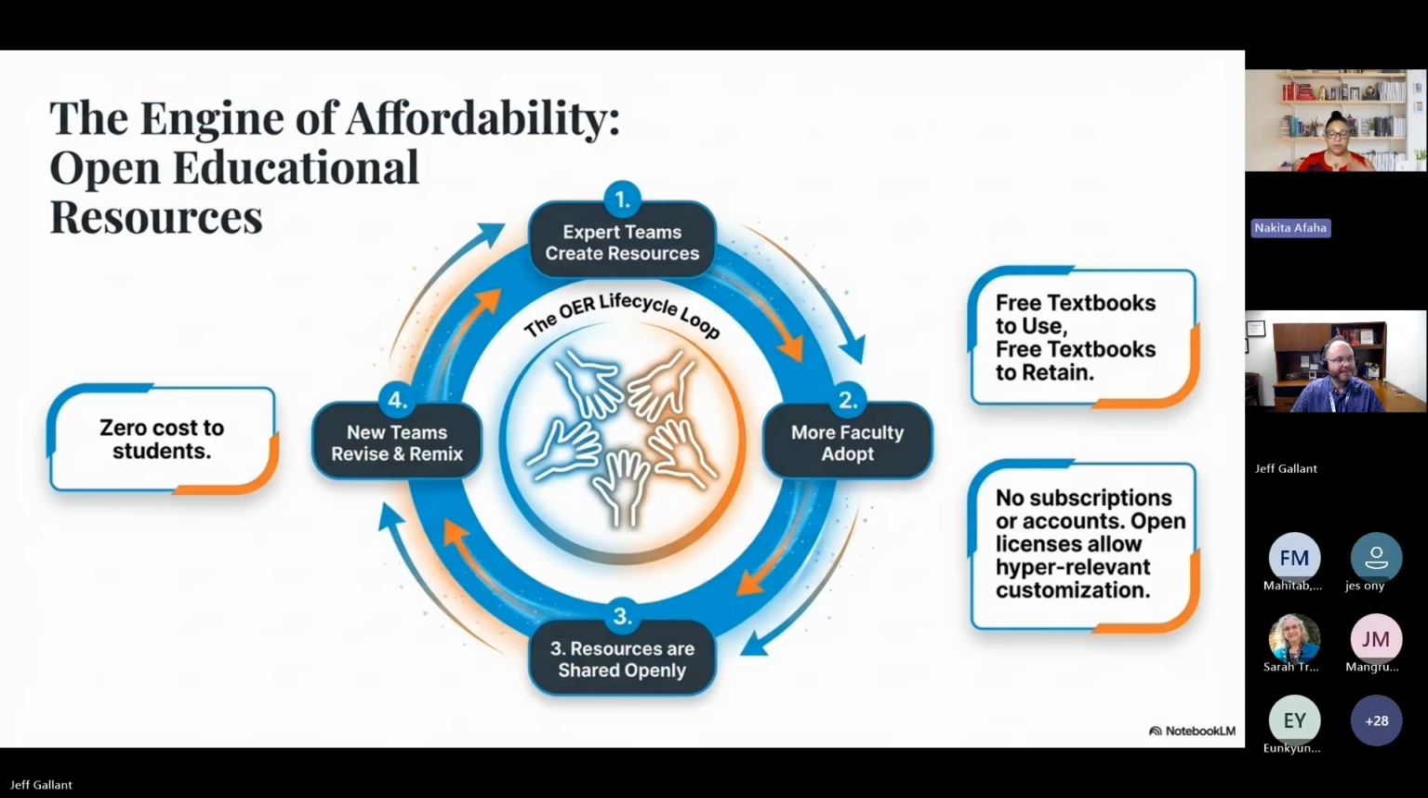And what happens with that is that we find these resources are at zero cost to the students while this is happening. They have access to free textbooks to use and free textbooks to retain. So if they have this information that they may need later on in their career, they can still refer to it and take a look. This also helps with the openness, with no subscription costs or accounts that we typically get with paid resources, as well as open licensing, allowing for you to customize things to be hyper relevant. You can customize for what's happening in current events, as we know, which moves fast, or technology. It all moves very fast, and so open helps us to adjust to that.